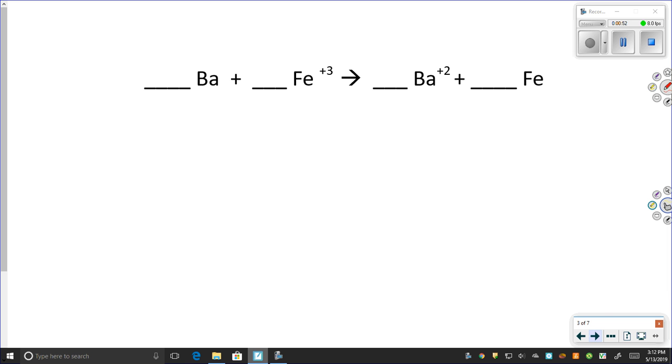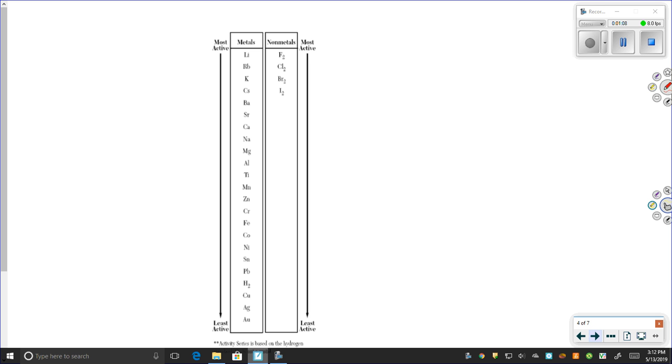How do you know which one's free state? Well, I'm glad you asked. Free state is the thing that is unbonded. So in this case, we want to make sure that barium can replace iron in our compound according to the Table J activity table. So here we go.